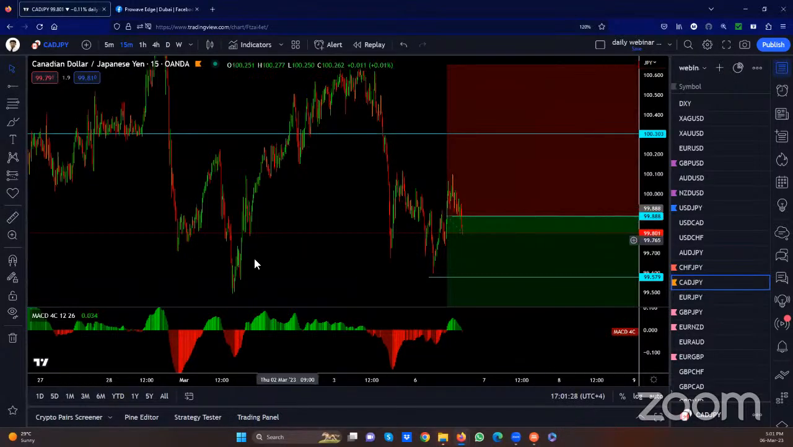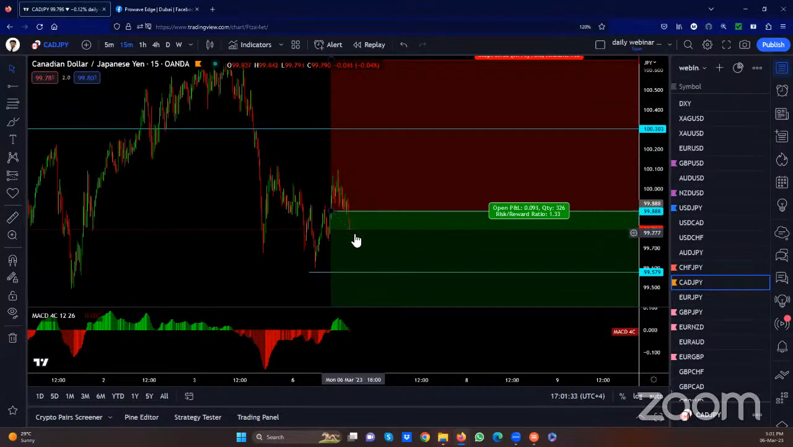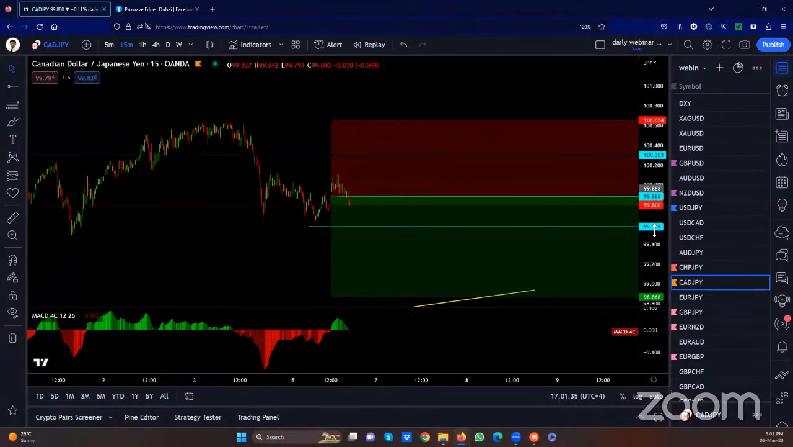Canadian, we took a trade. Those of you who just came in and a little before should be in this trade. I showed you before this drop. This is a 15-minute active trade.